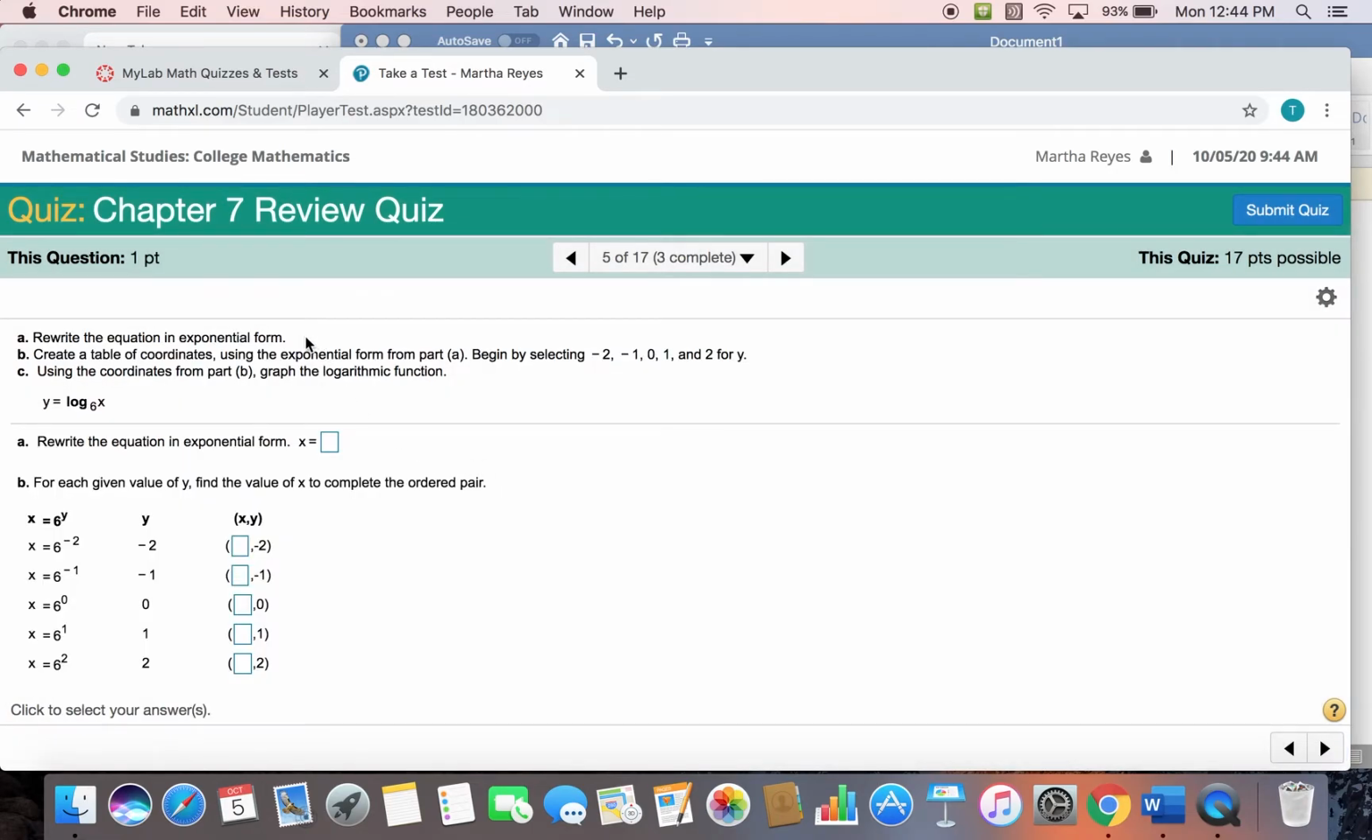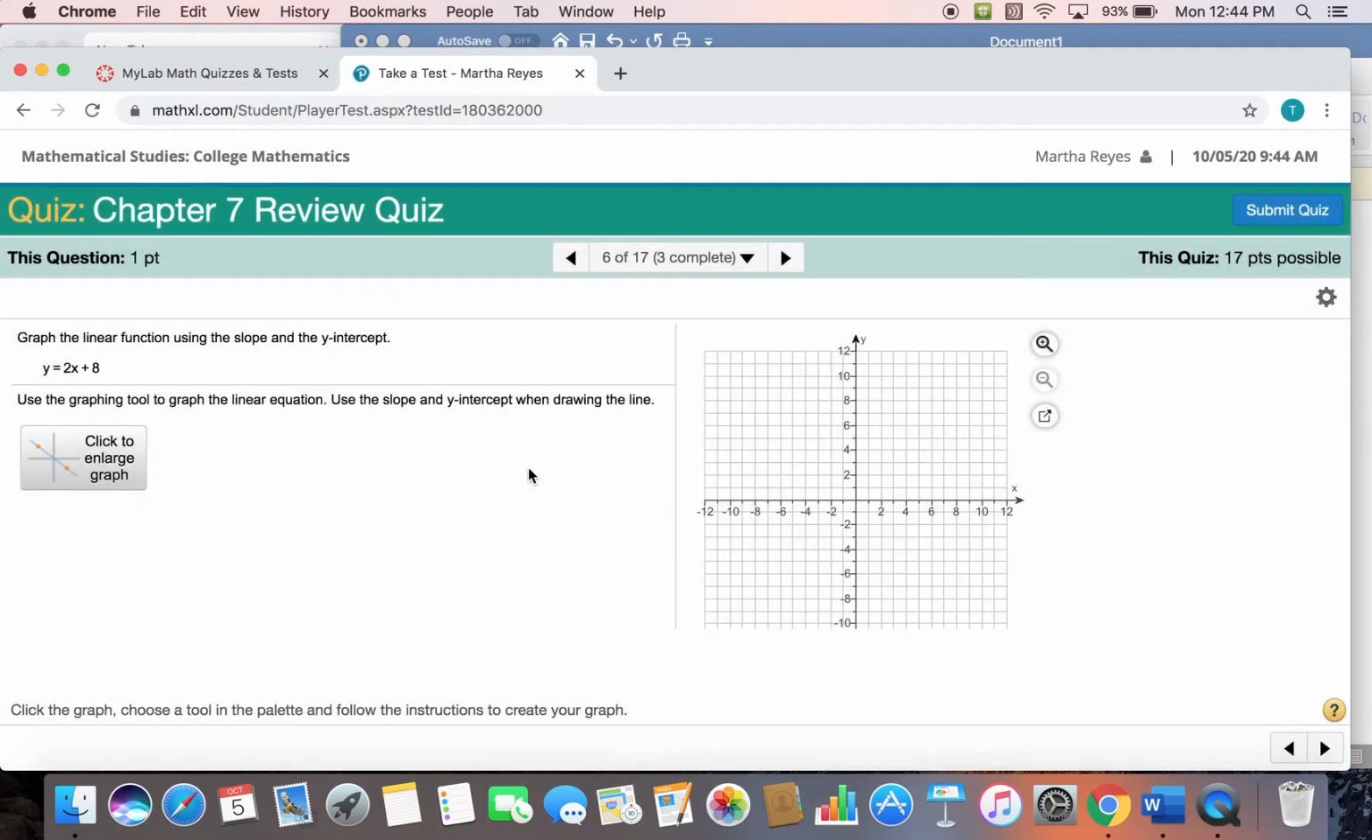Okay, it says rewrite the equation in exponential form. You haven't had to do much logarithms yet. Basically, it's to a power of 6 there. I'll come back and explain logarithms later. I'm going to do another video for that. I want to just do linear equations and graphing for now. So we're going to come back to logarithms.